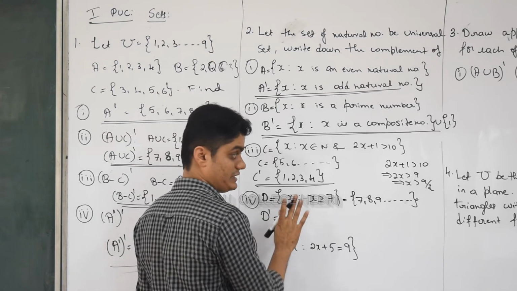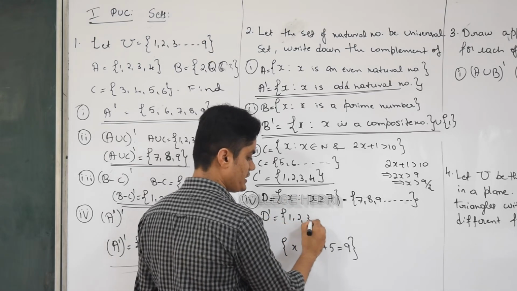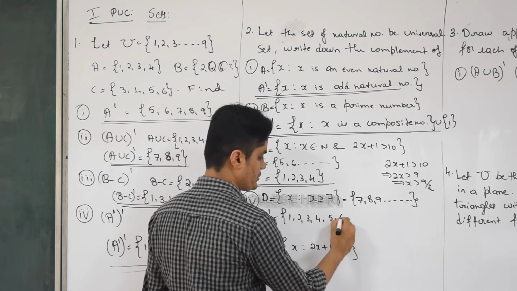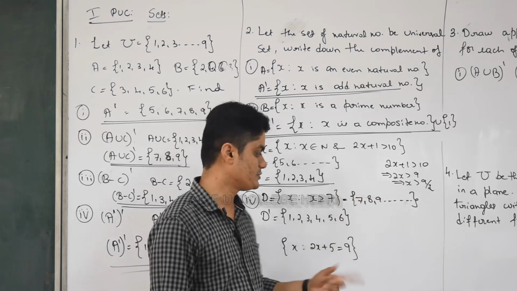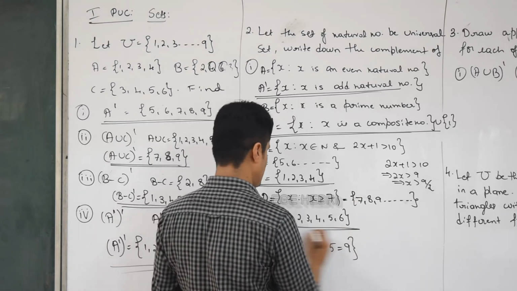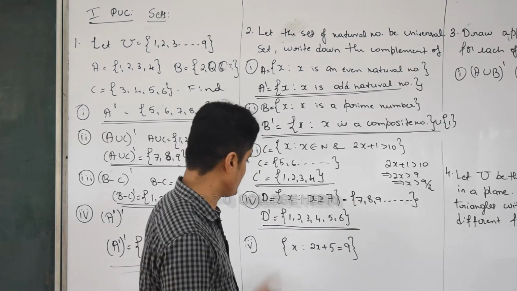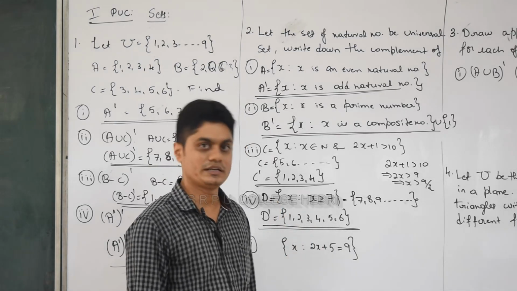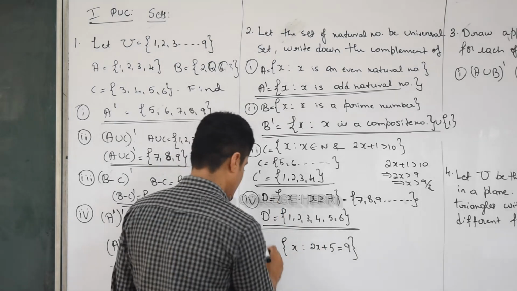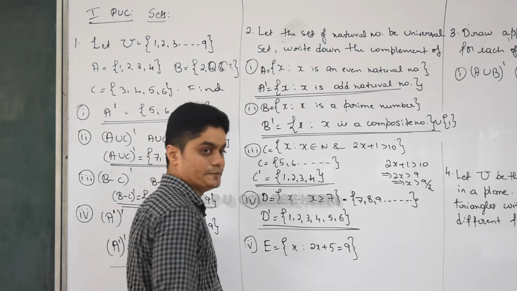Remember the natural numbers: 1, 2, 3, 4, 5, 6, 7 onwards. From the natural numbers, 7 to infinity is removed. So the remaining natural numbers are nothing but 1, 2, 3, 4, 5, 6. So the complement of this fourth question is 1, 2, 3, 4, 5, 6. Understood? Yes, very good.